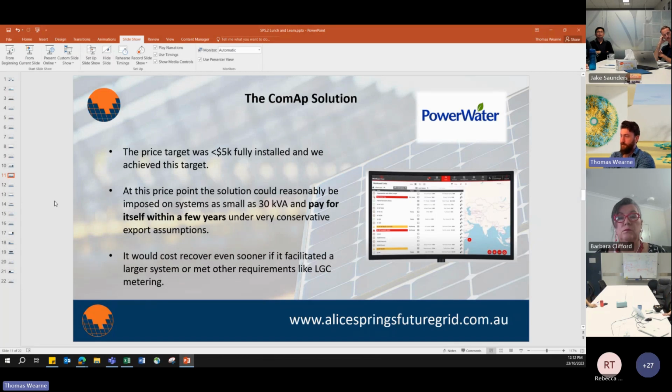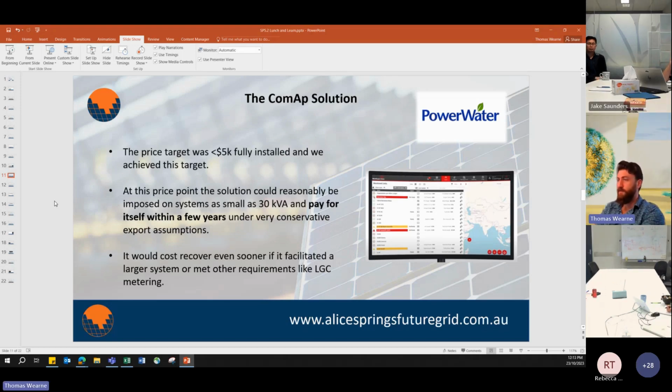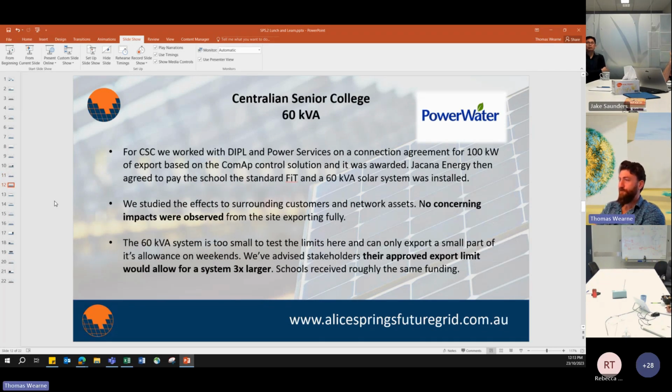It would cost recover much sooner than that if getting the right to export meant that you could install a larger system, or if the control solution would meet other requirements like revenue metering for large generation certificates, Solar Analytics monitoring, the ability to do maintenance on the system, check how healthy it's going, and so on and so forth. This system also performs the export control function that would normally be required of a zero export solution. So for that investment, you're actually managing a whole swathe of things that would normally have a cost associated with them anyway, which is really good.